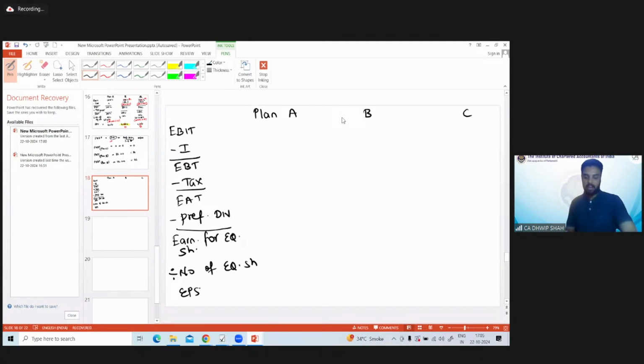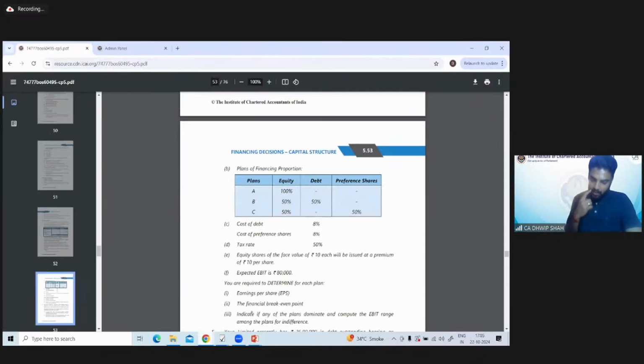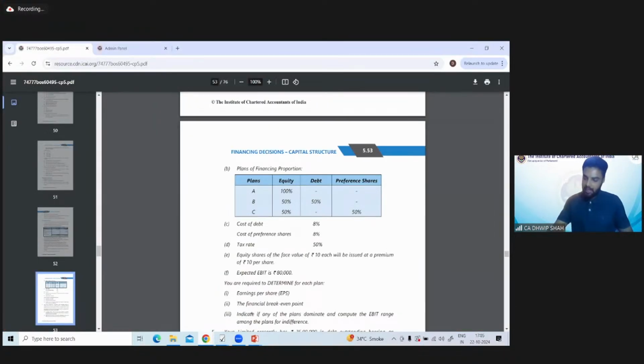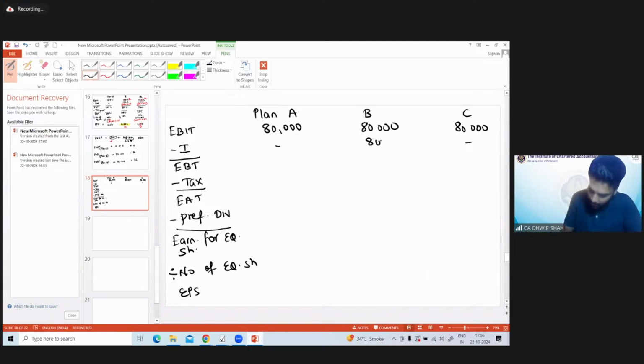Okay? So let's start. Expected EBIT is given in the question. It is 80,000. So this will be my starting point. I will start with 80,000. Now interest. Interest will come only in plan B because debt is only in plan B. So in plan A and plan C, no interest. In plan B, how much would be the interest amount? Can I say I need funds of 2 lakhs? Out of that, 50% is through debt. So I will raise 1 lakh through debt at 8%. Correct? So that is 8,000. So interest is 8,000.